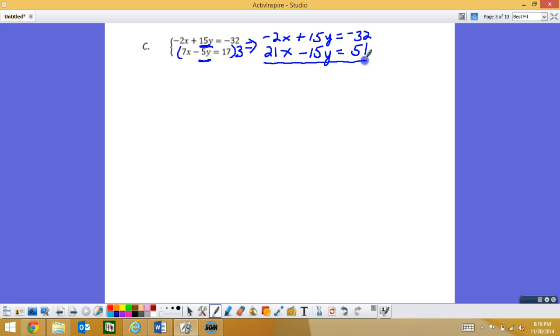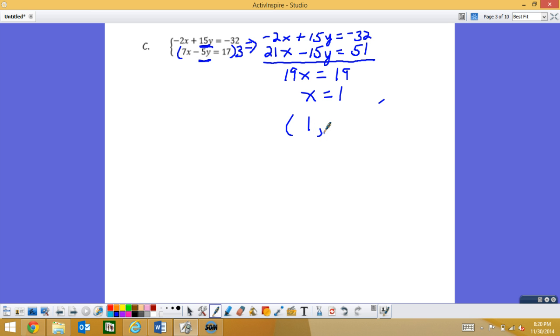So when we add these two equations together now, the y's become eliminated. So adding these two together, negative 2x and 21x is 19x. The y's cancel out, and negative 32 plus 51 is 19. Now when we divide both sides by 19, x is equal to 1. So that is the x-coordinate of our point of intersection of these two lines.